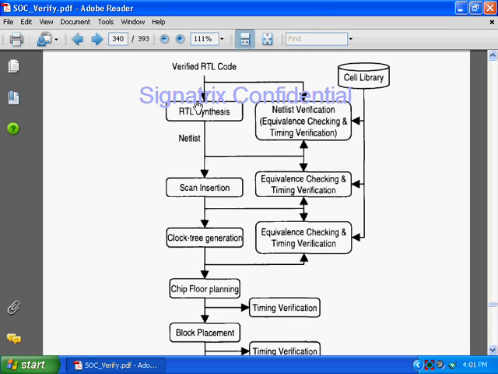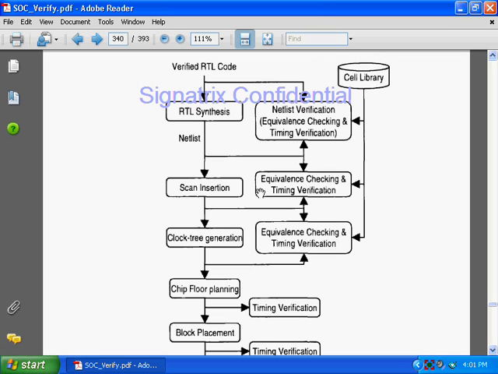Next, after getting a gate level netlist, you are inserting the scan chain. After inserting the scan chain, again you will get one new netlist, and you compare that netlist with the gate level netlist. So this is also equivalence checking and timing verification. Equivalence checking is the formal verification approach, and timing verification is static timing analysis. Similarly, you have to perform that after inserting the scan chain.